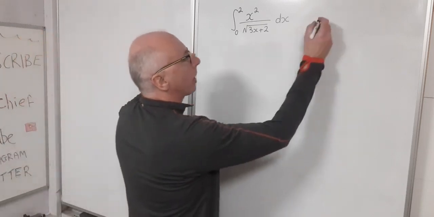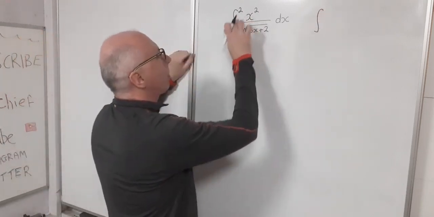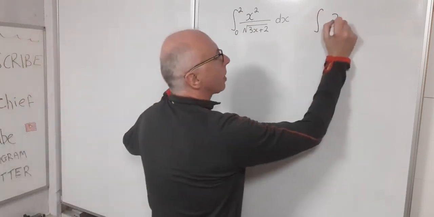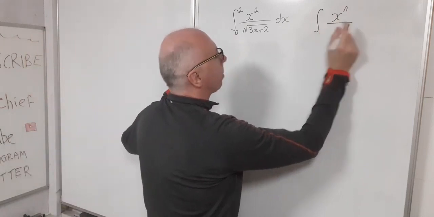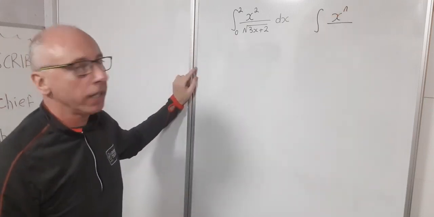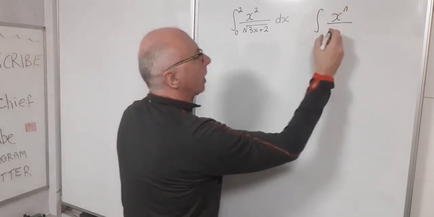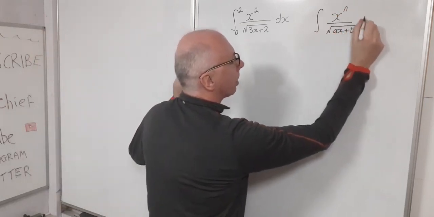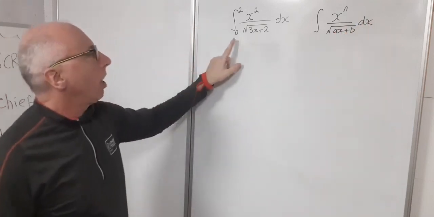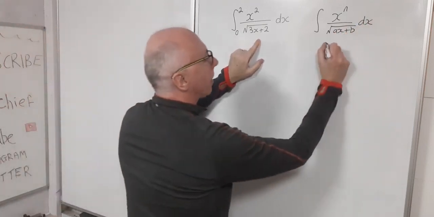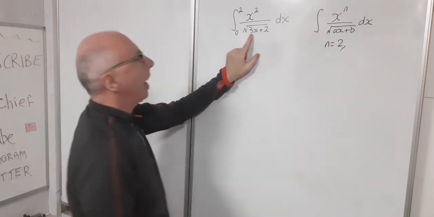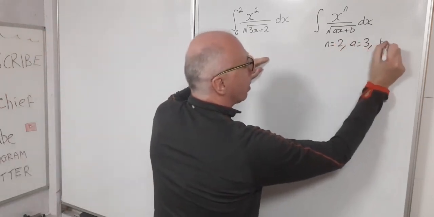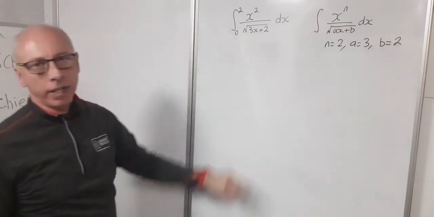So this integral here, we won't worry about the parameters at the moment, let's just worry about the actual integrand itself. This would take the format of x to the n, where n is the power of the integrand, and then this radical here, which would be ax plus b. Now, if we look at our integrand here, we can see that n would be 2, a would be 3, and b would be 2. So that's the kind of format we've got here.